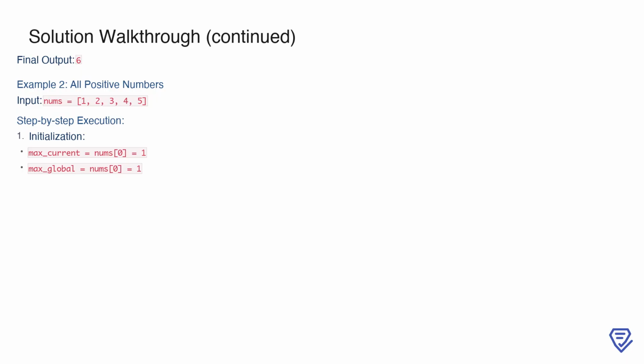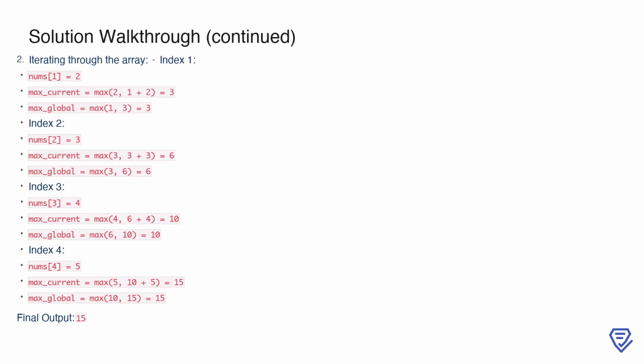This demonstrates how the algorithm dynamically evaluates each possible subarray and efficiently determines the optimal solution. Now, let's look at a simpler case where all the numbers in the array are positive. In this second example, the input array consists entirely of positive numbers: 1, 2, 3, 4, 5. Since all numbers are positive, the maximum sum will naturally come from including all elements in the array.